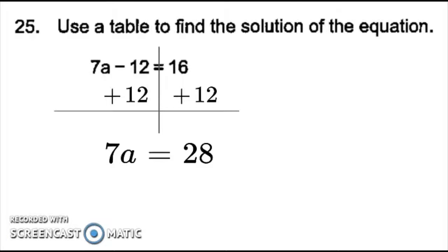So we still need to get that a by itself. So if I cover up the a, I notice there is a 7 next to it. Now what that 7 is doing to it when it's next to it is it's multiplying it. To move it, I got to do the opposite of multiplying, which is dividing. So I divide both sides by 7. 28 divided by 7 is 4, so a is going to equal 4 for number 25.